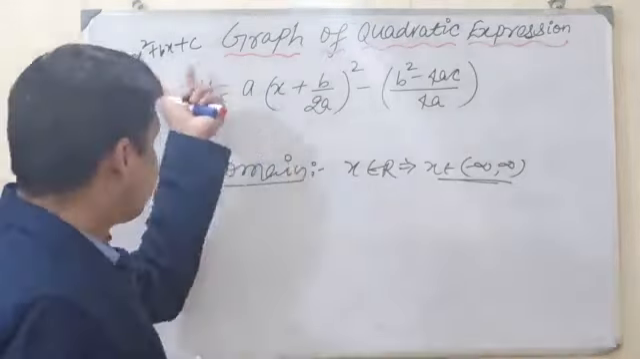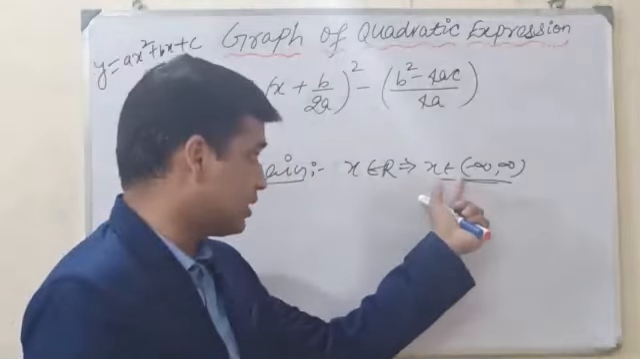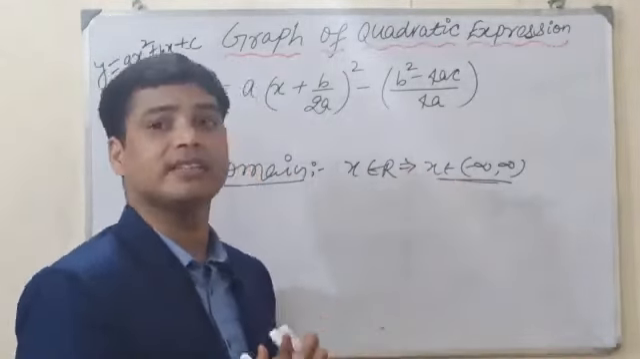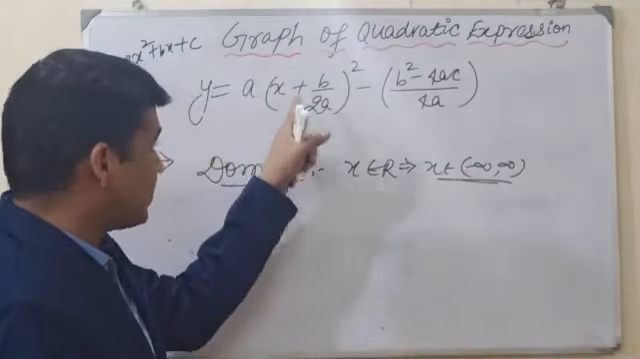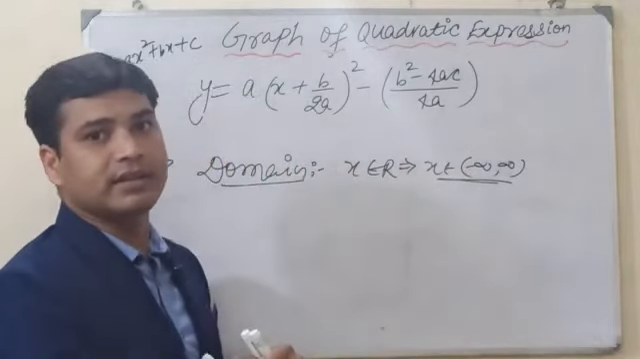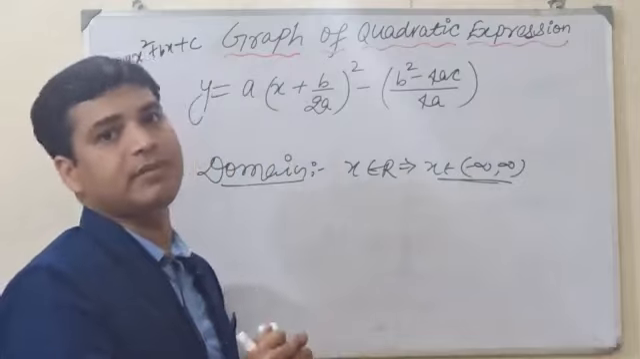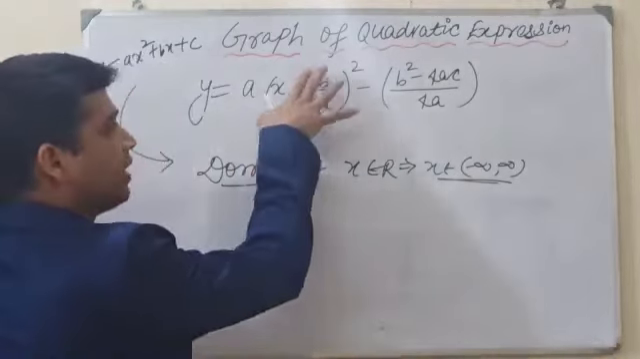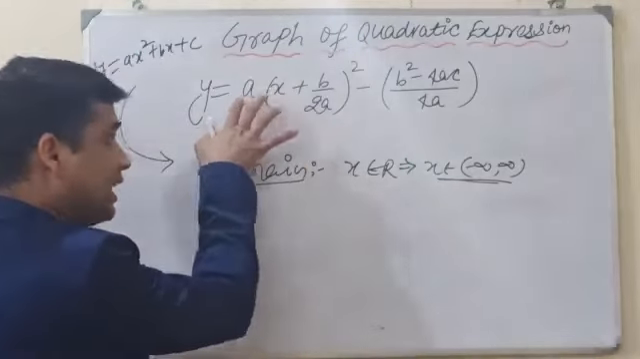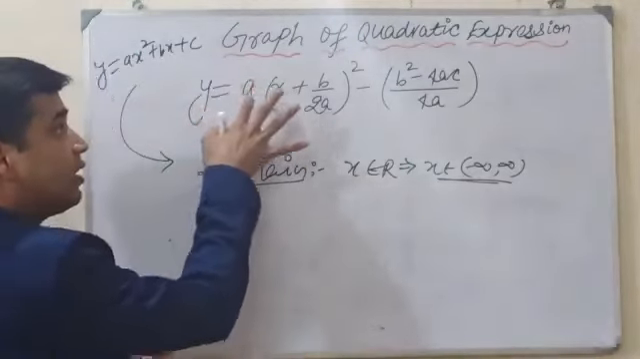So the domain of this expression is x belongs to minus infinity to infinity. Now see here, instead of this x, if you put minus infinity, we know that the square of any negative number is positive, so it will be positive here. But if this a is positive, it will decide the sign here.